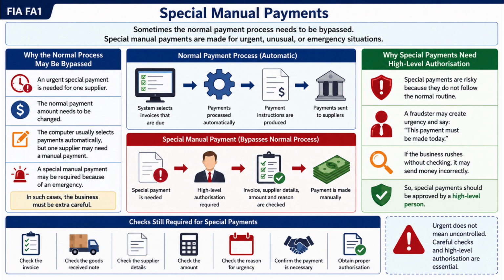Why do special payments need high-level authorization? Special payments are risky because they do not follow the normal routine. For example, a fraudster may try to create urgency and say, "This payment must be made today." If the business rushes without checking, it may send money incorrectly. So, special payments should be approved by a high-level person. The business should still check the invoice, supplier details, amount, and reason for urgency. Urgent does not mean uncontrolled.